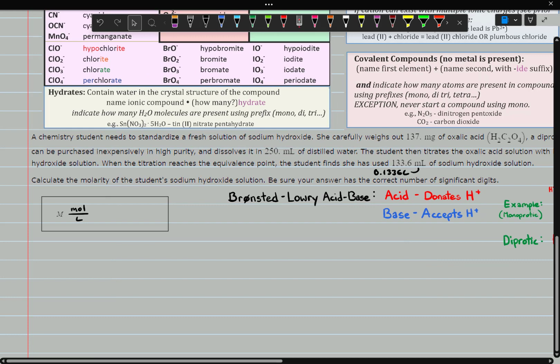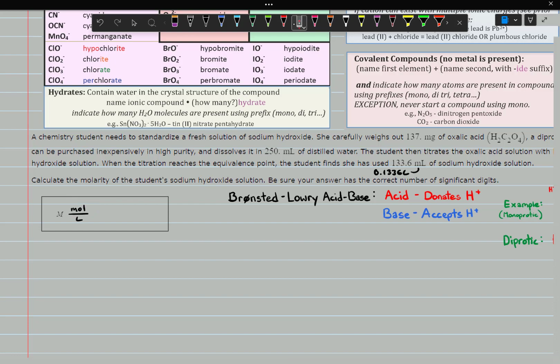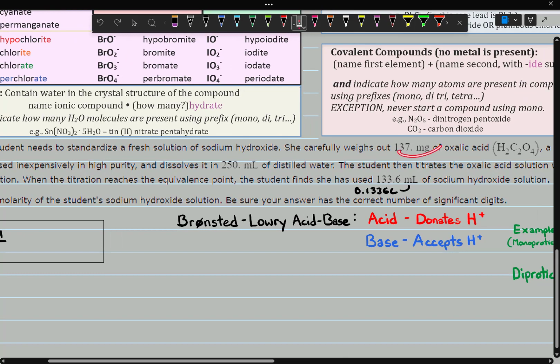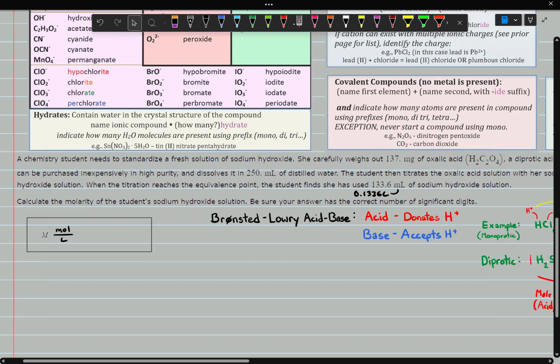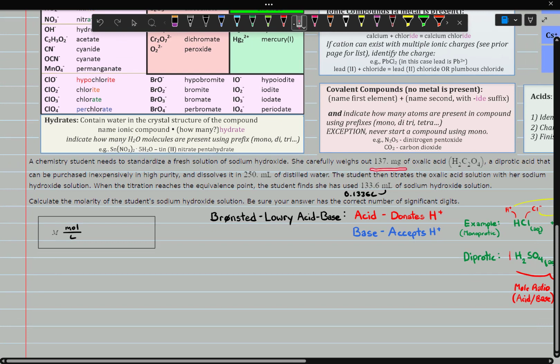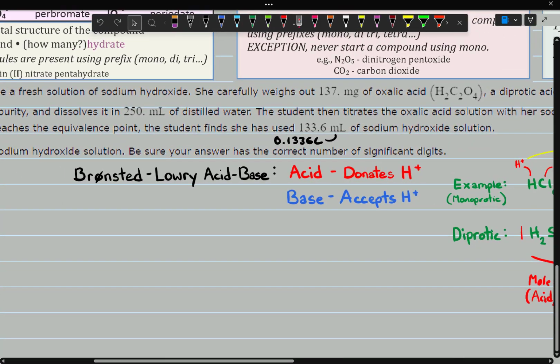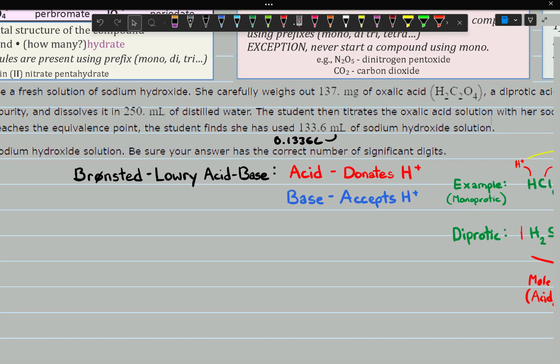And so all we need now is to find out how many moles were used in this titration. To find out how many moles were used, we can find out how many moles of the acid were used in the titration. If we know the amount of moles of acid, then we can use the mole ratio of a diprotic acid, which we discussed in the last video, in order to find the moles of sodium hydroxide used. So just a quick refresh from the last video. I'll put the link to the last video in the description below, just in case you want to review.